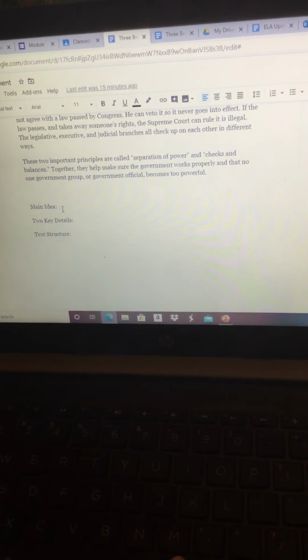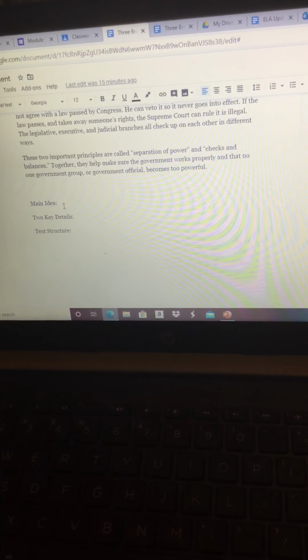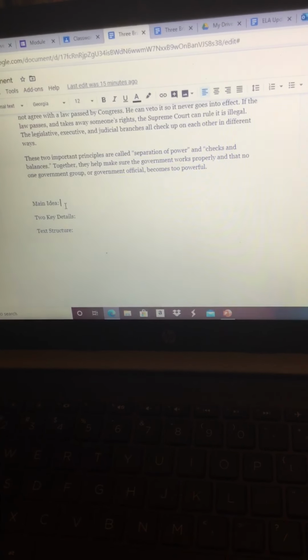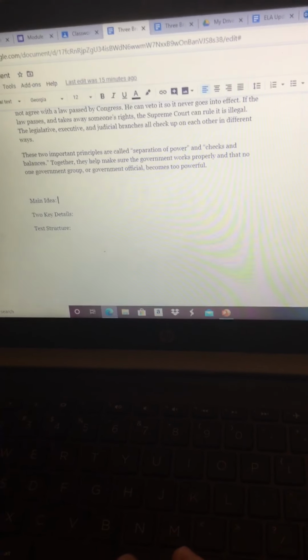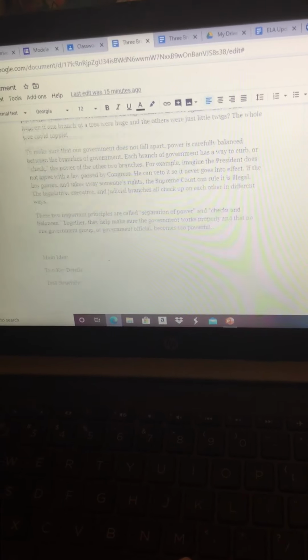When your child is typing the main idea, avoid using question words like why checks and balances or how checks and balances, and write it as a complete telling sentence. So that would be the work for day 1.